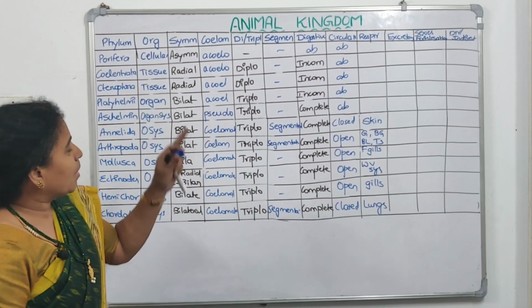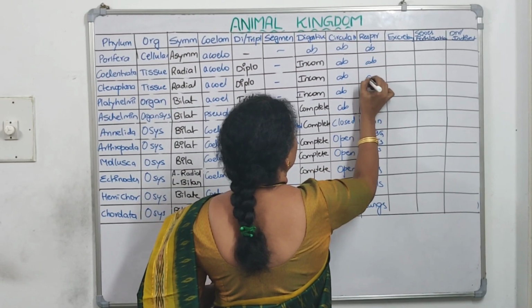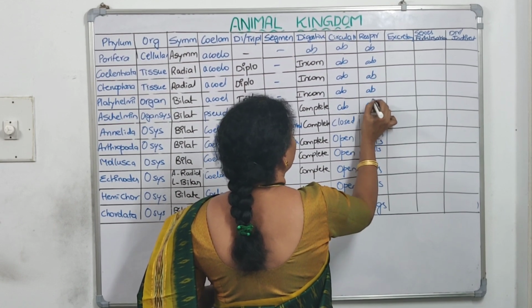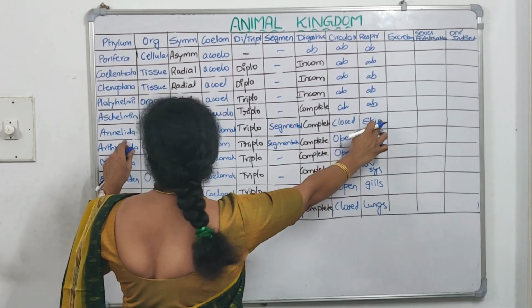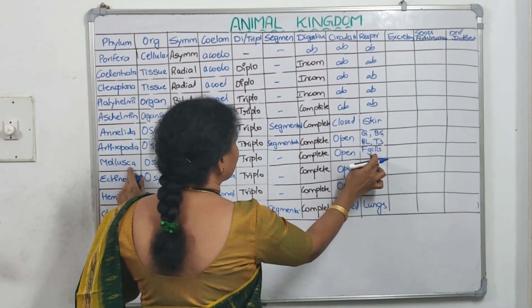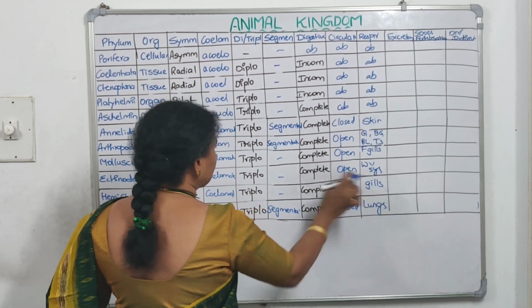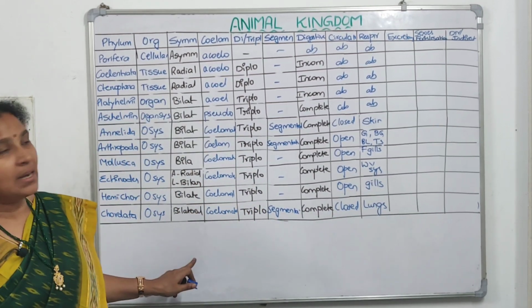Now, in the upper ones we can say respiration is absent, absent, absent, absent. So it is by the skin. Here it is by gills or book lungs or tracheal system. In Mollusca it is by feathery gills. In Echinodermata it is water vascular system. In Hemichordata it is gills. And in Chordata it is by lungs.